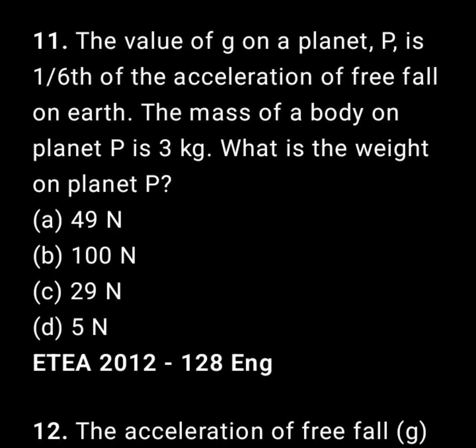11. The value of g on a planet P is 1/6 of the acceleration of freefall on Earth. The mass of a body on planet P is 3 kg. What is the weight on planet P? A. 49 N, B. 100 N, C. 29 N, D. 5 N, ETA 2012-128 Eng.